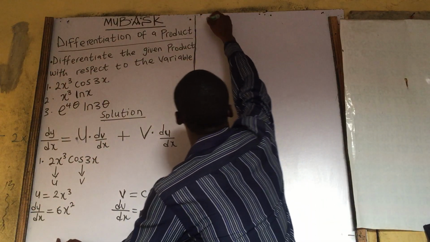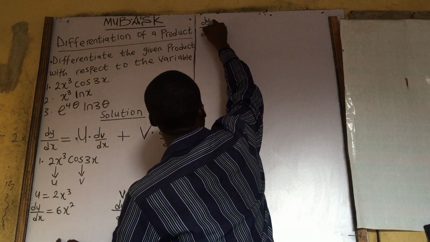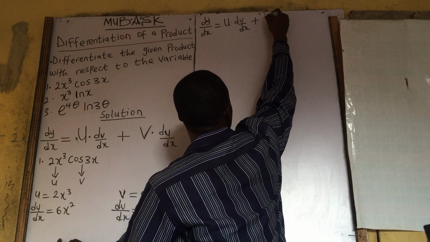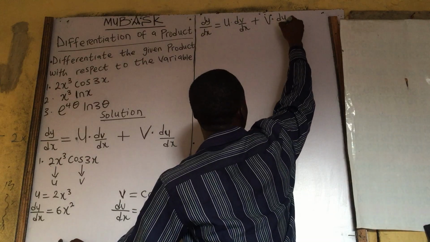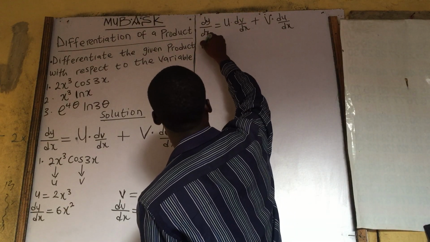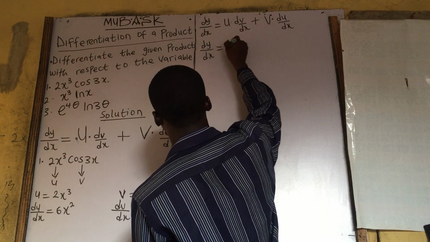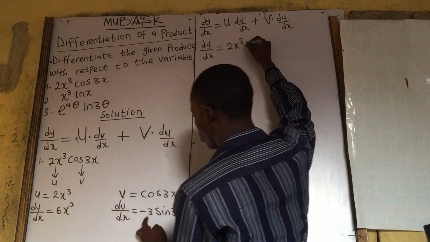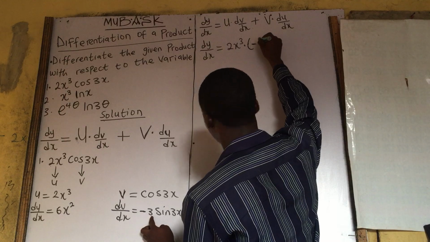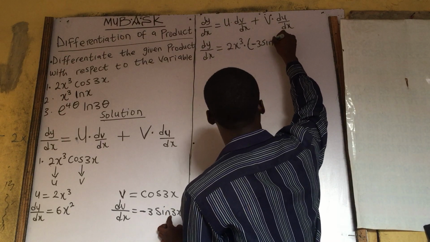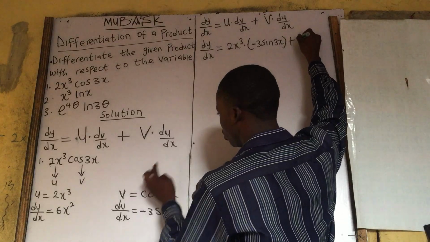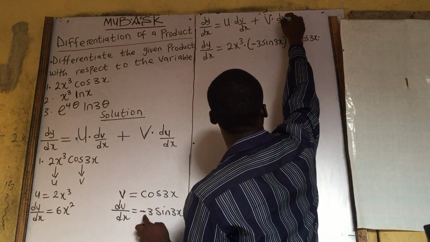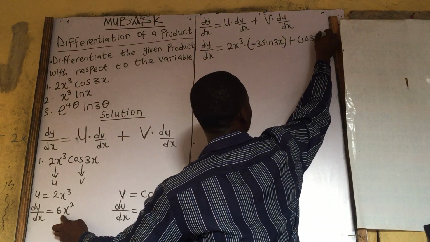From the formula again, we say dy over dx equals u multiplied by dv over dx plus v multiplied by du over dx. Now we can substitute into the formula. dy over dx: u is 2x cubed multiplied by dv over dx, which is open bracket minus 3 sin 3x close bracket, plus v, which is cos 3x, multiplied by du over dx, which is 6x squared.